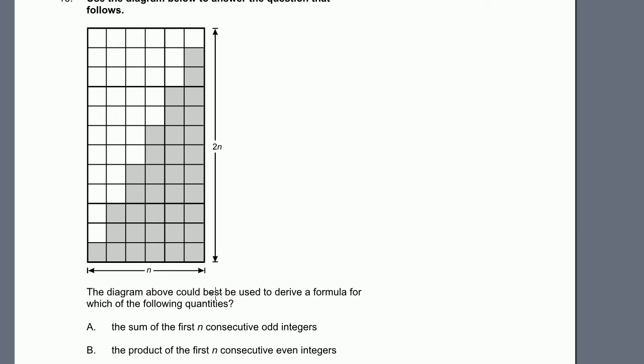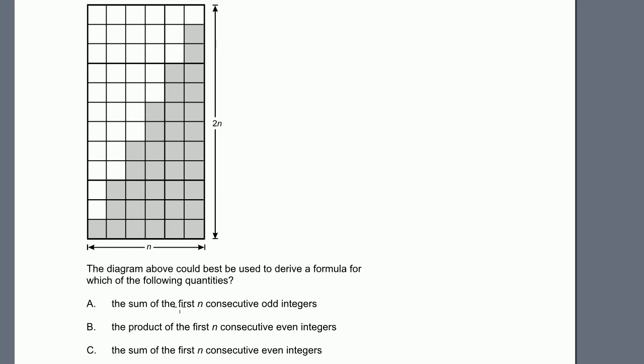The diagram above could best be used to derive a formula for which of the following quantities? Interesting. All right, the sum of the first n consecutive odd integers. Now, does that make any sense? So we have n here, and they say the sum of the first n consecutive odd integers. Let's see. If we look at the shaded area, the height here is 1. The height of this next column right here is 3. The height of the next column is 5. Every column is incrementing by 2.